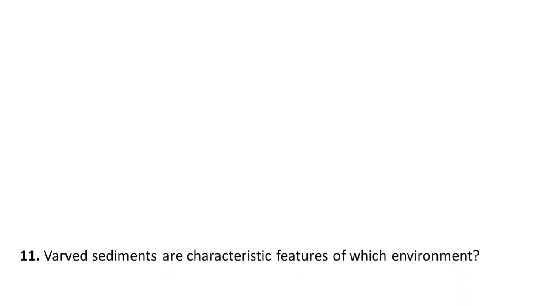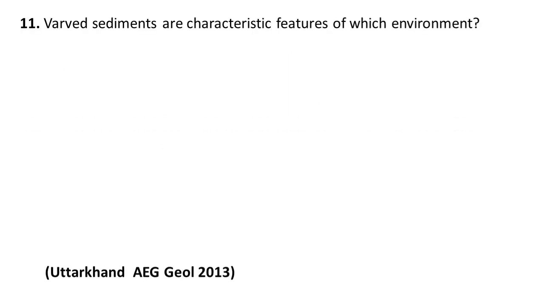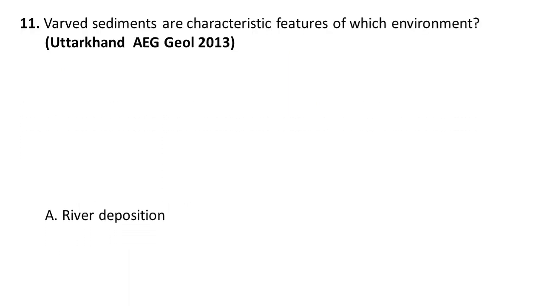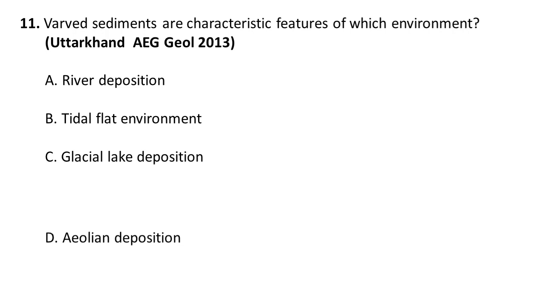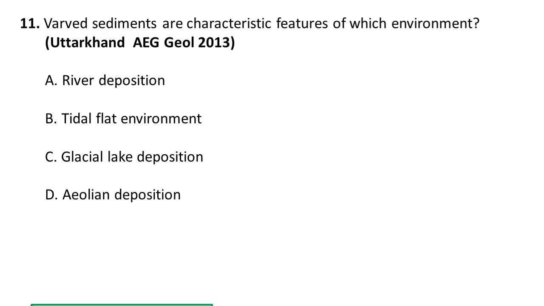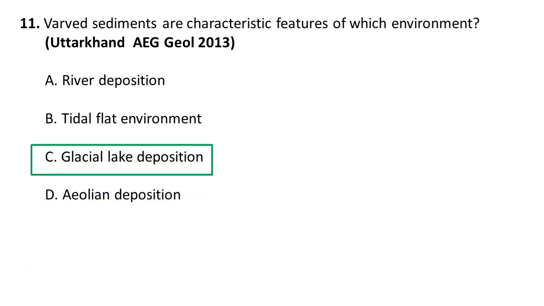Next question. Varved sediments are characteristic features of which environment? A, river deposition; B, tidal flat environment; C, glacial lake deposition; and D, aeolian deposition. So varved sediments are characteristic features of glacial lake deposition. Generally glacial varves are sedimentary deposits that form in glacial lakes when meltwater streams deposit fine sediments in response to seasonal or annual variations. So C, glacial lake deposition, is the correct option.